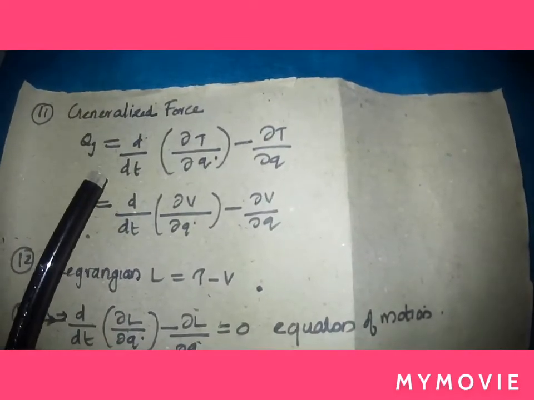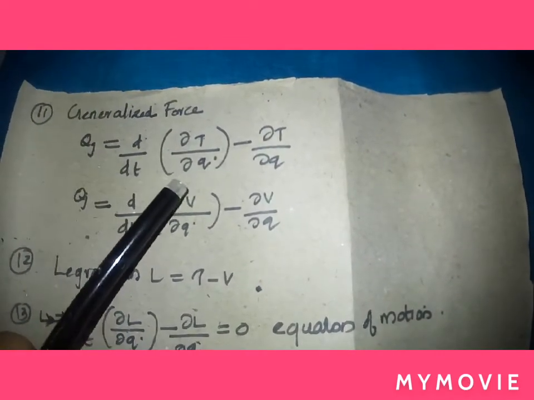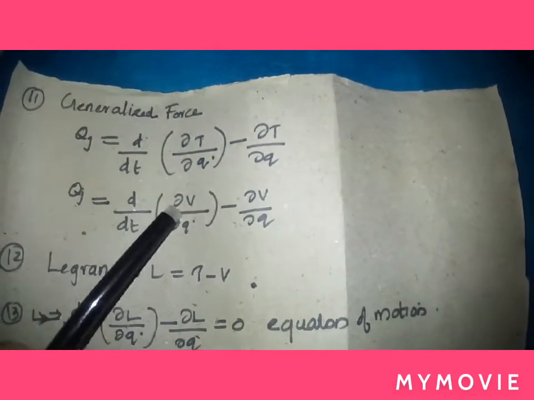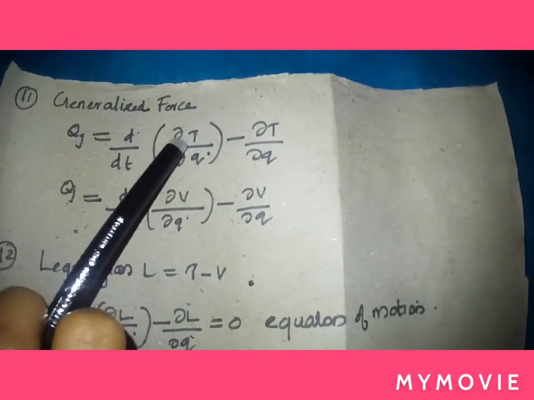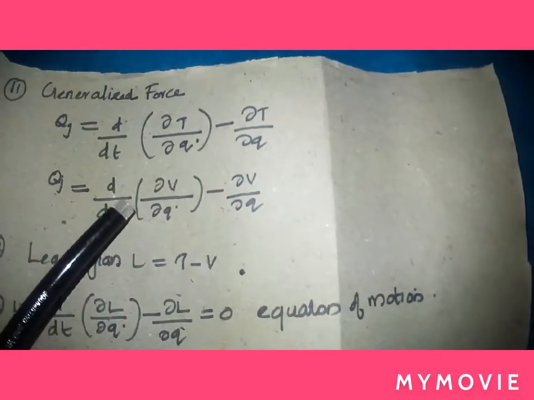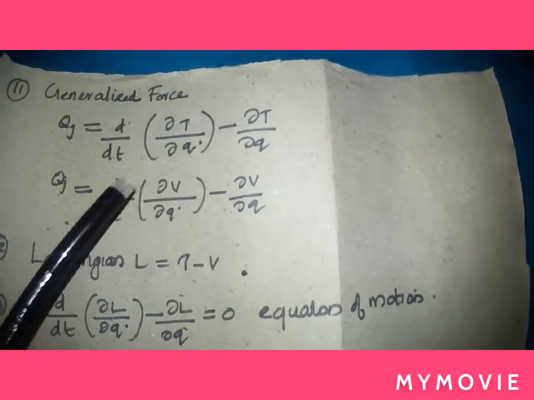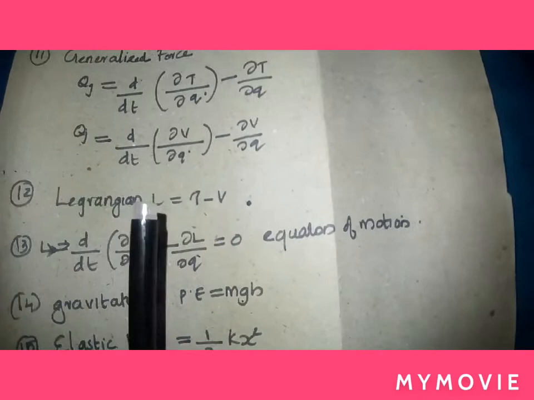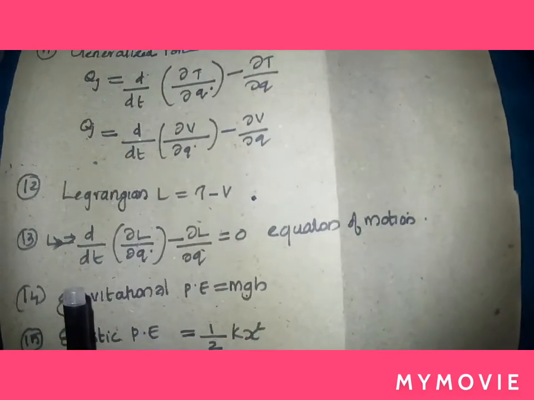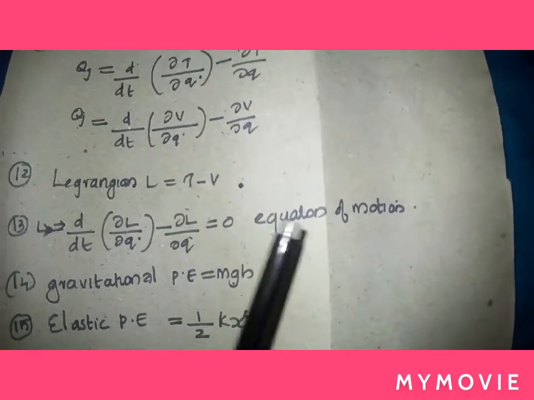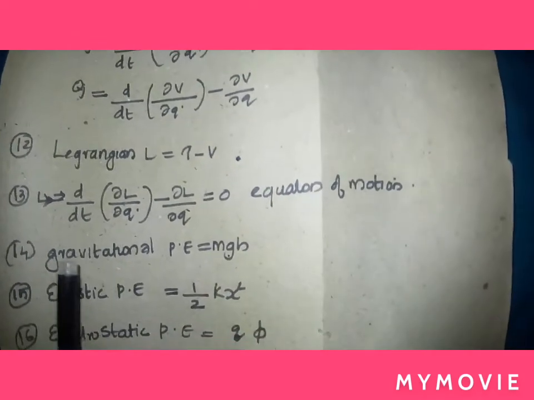Generalized force Qj is equal to d by dt of dou T by dou q dot minus dou T by dou q. Qj is also equal to d by dt of dou V by dou q dot minus dou V by dou q. T is kinetic energy, q is generalized coordinates, q dot is generalized velocity, V is potential energy. Lagrangian L is equal to T minus V. d by dt of dou L by dou q dot minus dou L by dou q is equal to 0. This is Lagrange's equation of motion.